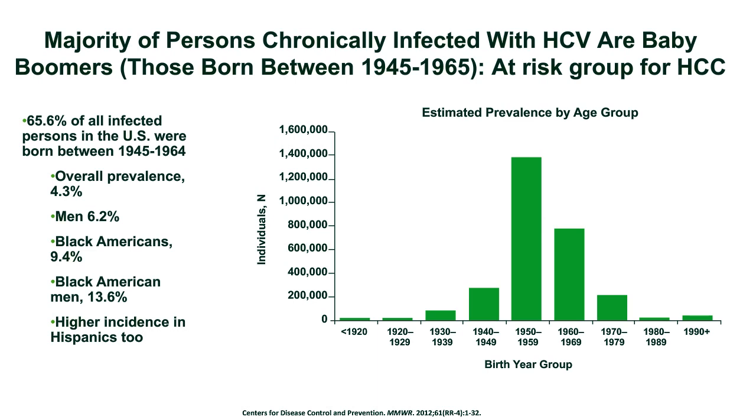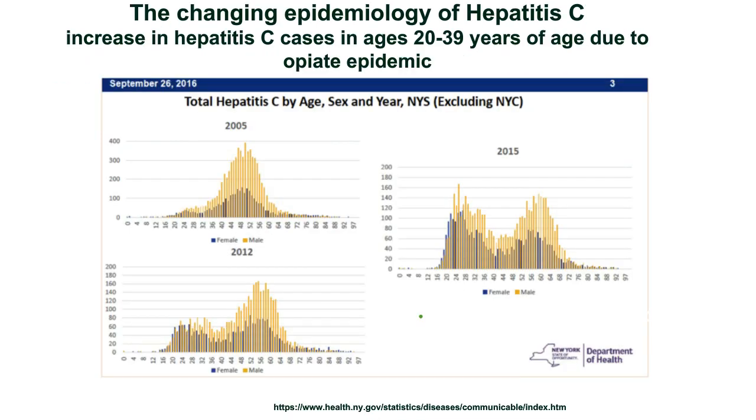Moreover, those who have cirrhosis may have slightly different treatment approaches, though the efficacy rates are just as high. And it's important that we identify these individuals who have advanced fibrosis. Now, just as a word of caution, the epidemiology of hepatitis C is now changing.